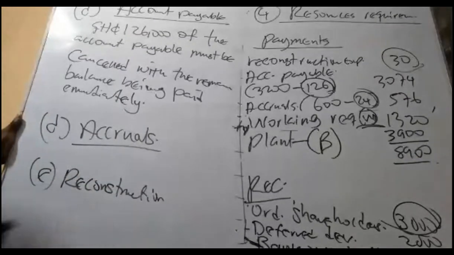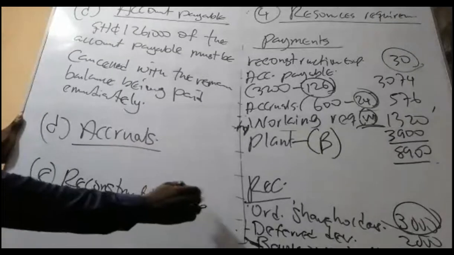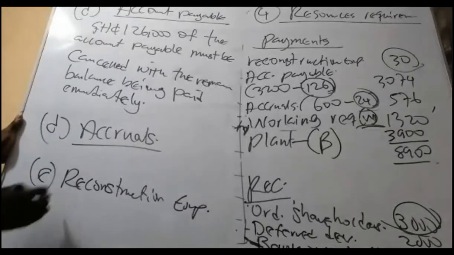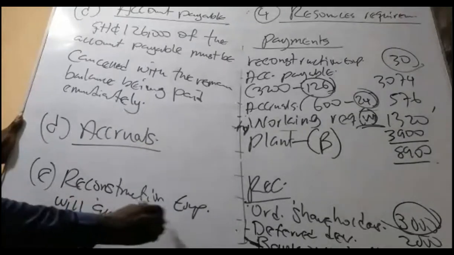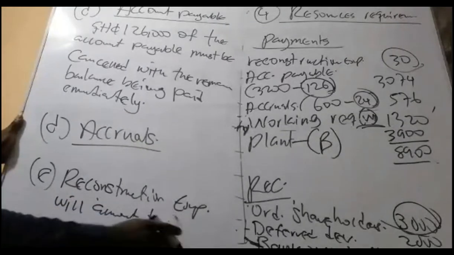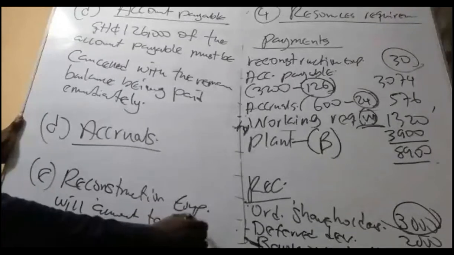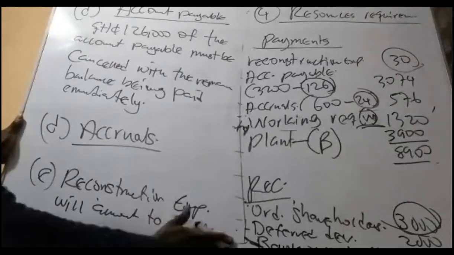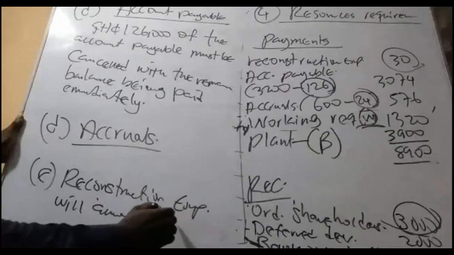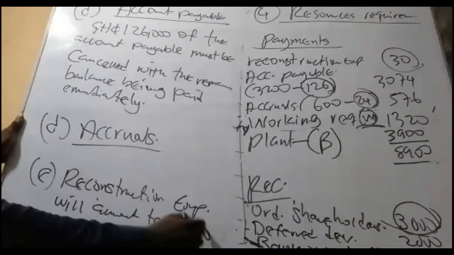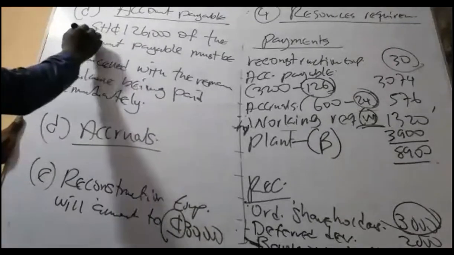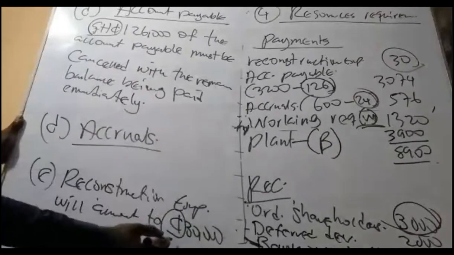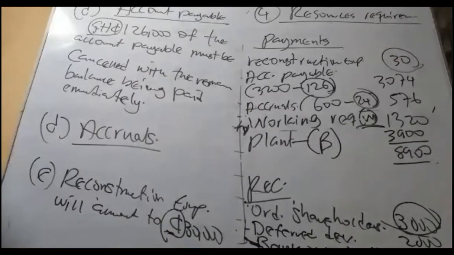Reconstruction expenses will amount to 30 Ghana cedis. Put it there. Let your currency be on the same value. So I'm using this one, GHC, it should be on the same value. Not like this. Full stop.